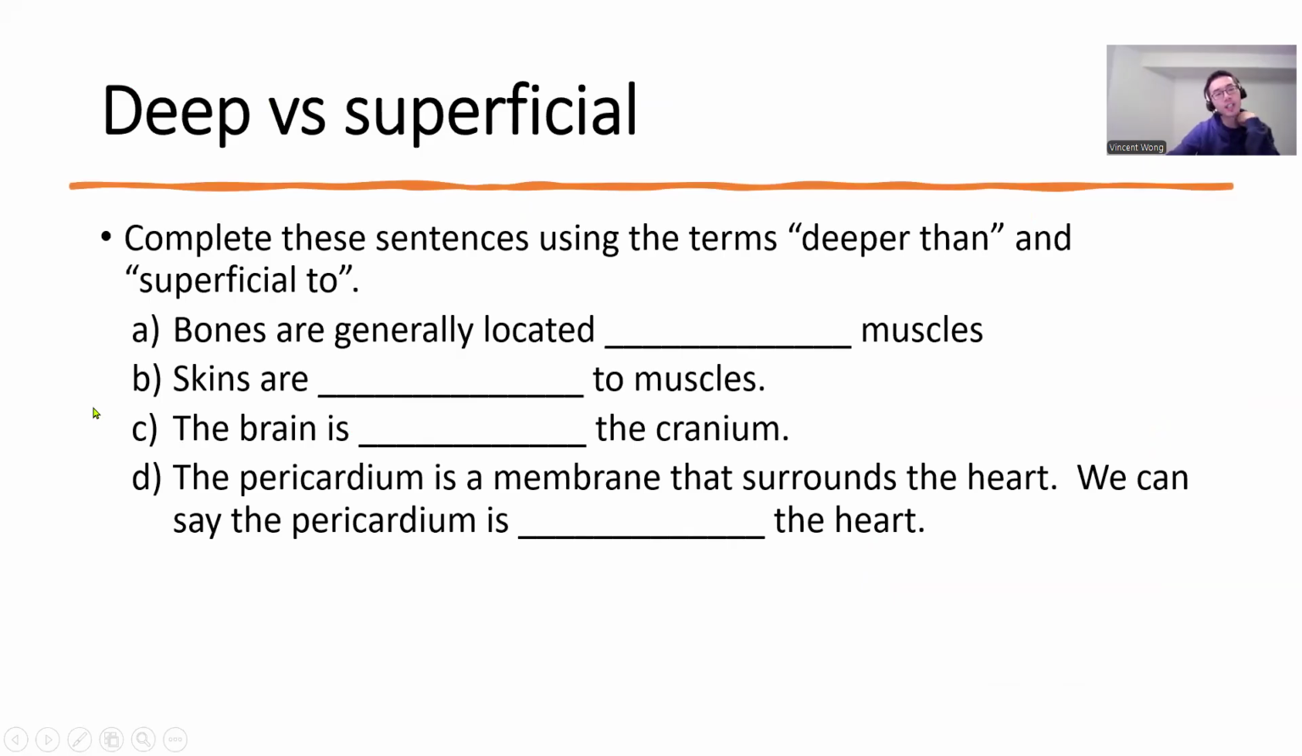And then finally, we have deep versus superficial. If something is deep, it's closer to the core of the body. If it's superficial, it's closer to the skin. So bones are generally located inside muscles, right? Not the other way around. Like you would know if you think about eating chicken wings, right? The meat is outside of the bones. So we would say bones are located deeper than muscles.